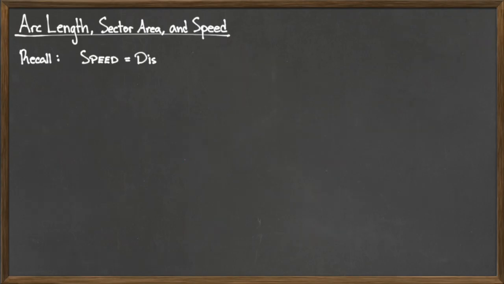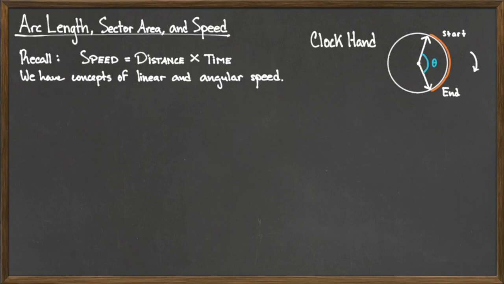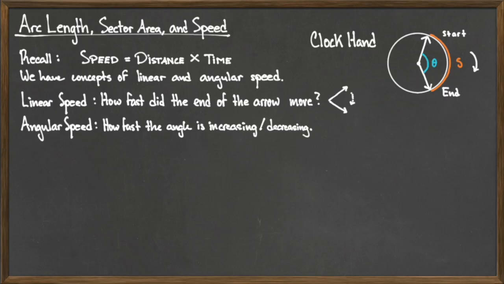Alongside this, we have the concepts of speed, and I said that plural on purpose. First, recall that speed is defined as distance over time. If I have an angle theta inscribed in a circle with a terminal side, I care about two things: the linear speed of the terminal side and the angular speed of theta. To visualize this, think about a clock hand. Imagine that I'm looking at a starting point and a stopping point, and I'm seeing how far that distance traveled and what angle was actually taken. So linear speed addresses the question of how fast the end of the arrow was moving. And angular speed looks at how fast the angle is either increasing or decreasing.